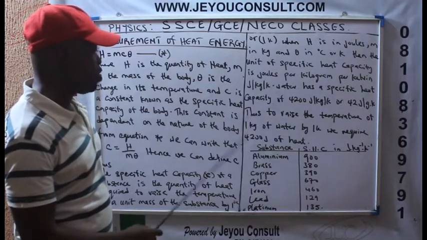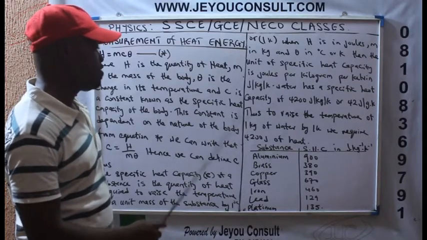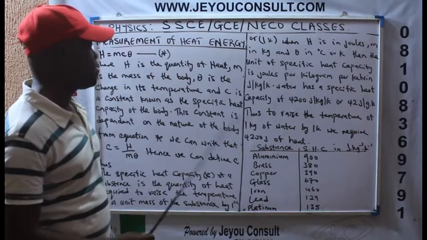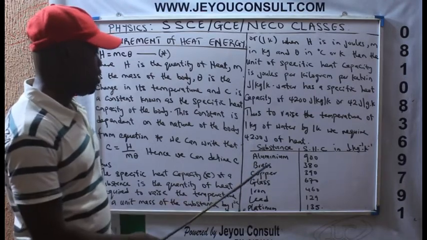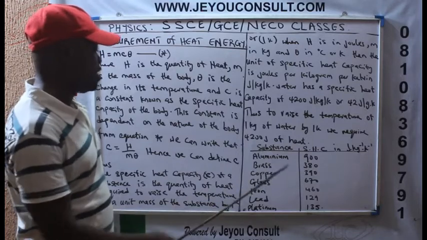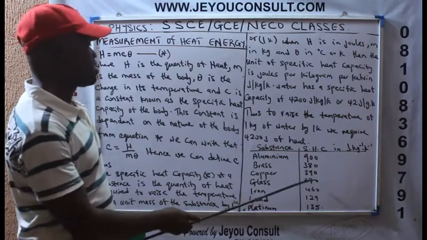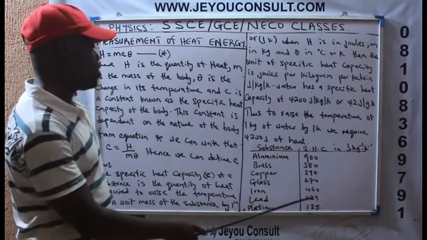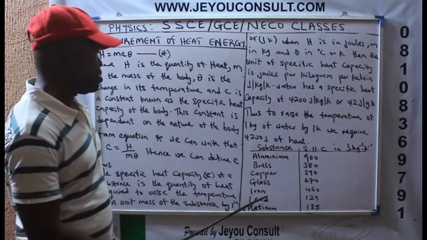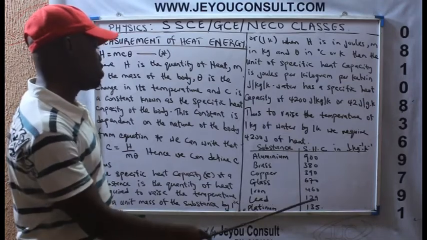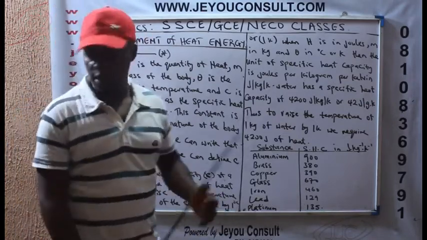Here are some substances with their specific heat capacity. Aluminium has a specific heat capacity of 900. We have brass 380, copper 390, glass 670, iron 460, lead 129, and platinum 135.